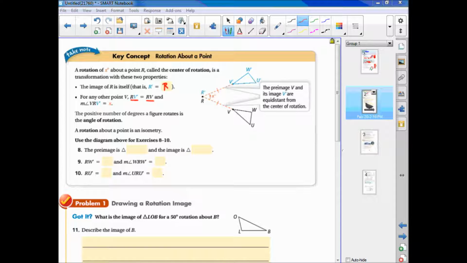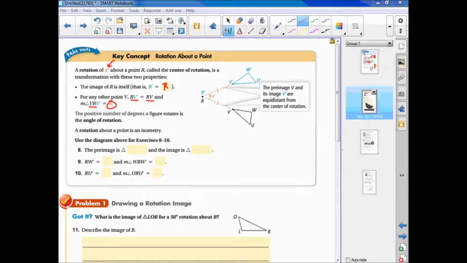And the measure of V, R, V prime, so the angle formed from the old V with the rotation to the new V, is going to be X degrees, where X is the amount we rotated it. So the positive number of degrees a figure rotates is the angle of rotation, and a rotation about that point is called an isometry because it doesn't change the shape, just spins it around so the two shapes are still congruent, the image and the pre-image.